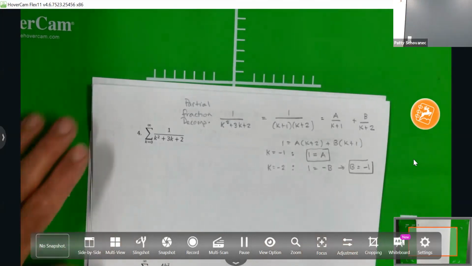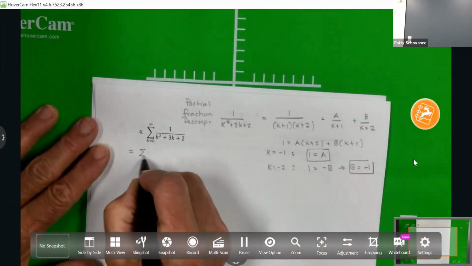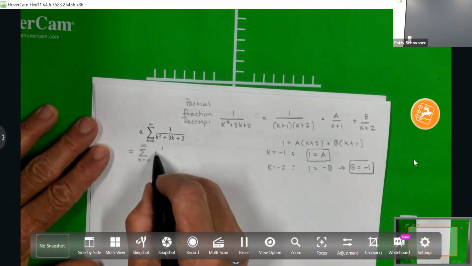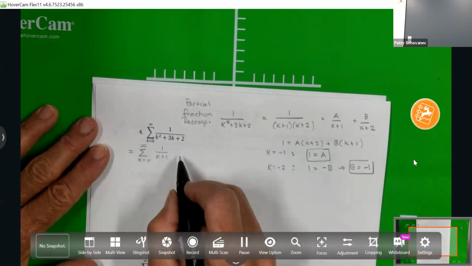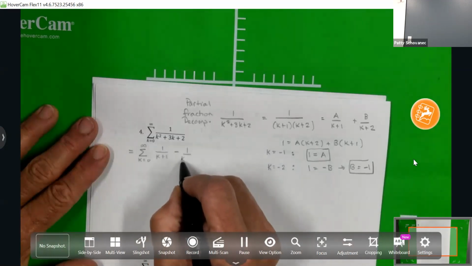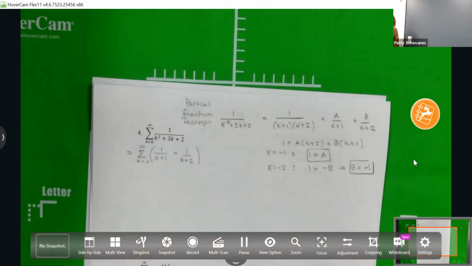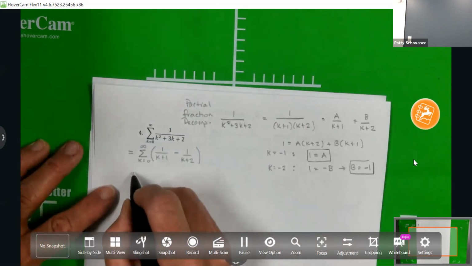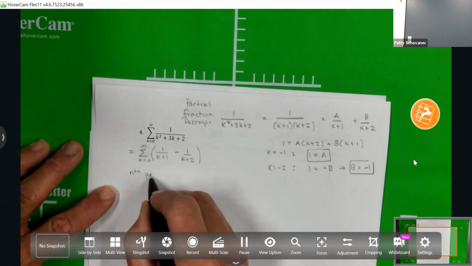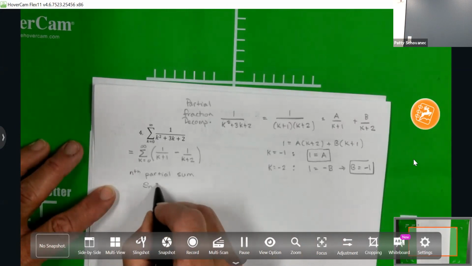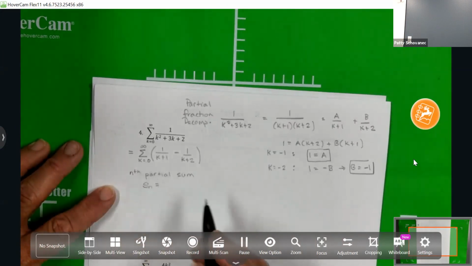And that means that my series is equivalent to this one. The sum from k equals 0 to infinity of 1 over k plus 1 minus 1 over k plus 2. The minus sign in between gives you a hint that this is probably going to be telescoping. So let's run a few terms. Let's write out the nth partial sum. So I start with k equal to 0 in this case.